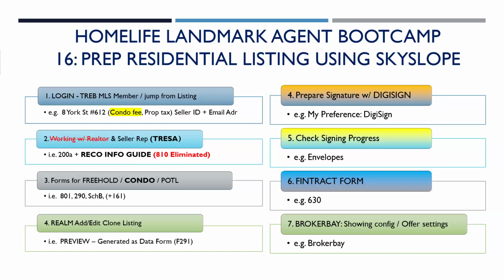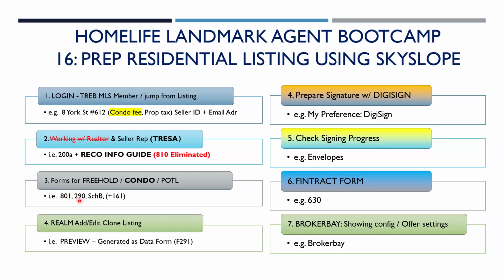I want to let you guys see what's on the form. And then the third one is the actual data form. Why did I mention 801? Sorry, 801 shouldn't be there. Just the 290, Schedule B and 161. Just 801 shouldn't be there.